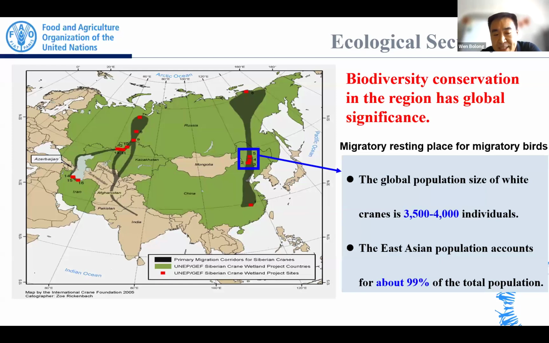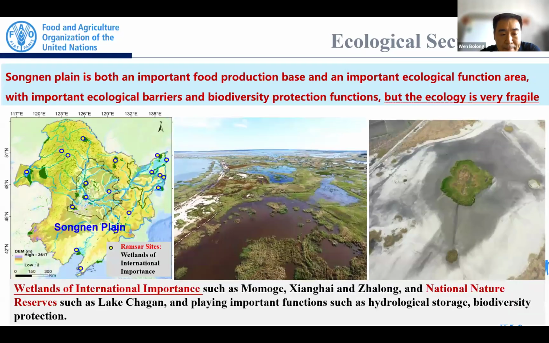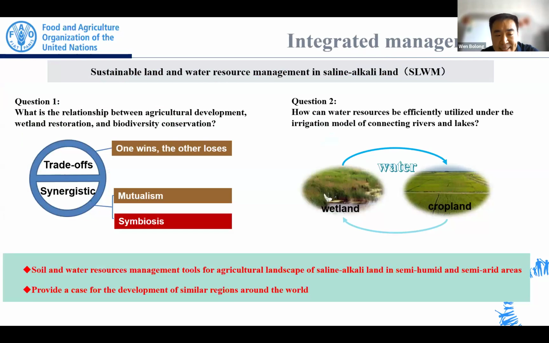Biodiversity conservation in this area is also very important for global conservation. Many wetlands of international importance are distributed here. The ecology is very fragile also. So how to balance agricultural development, wetland restoration, and biodiversity protection, and improve water resource efficiency?